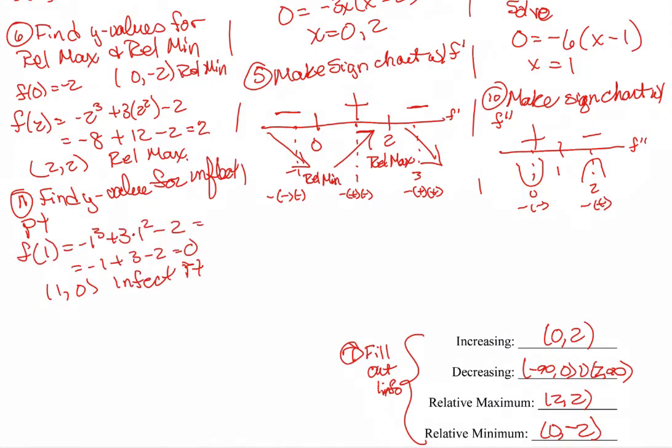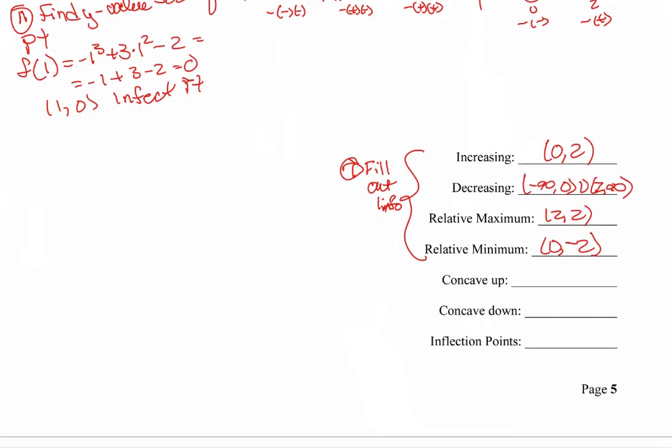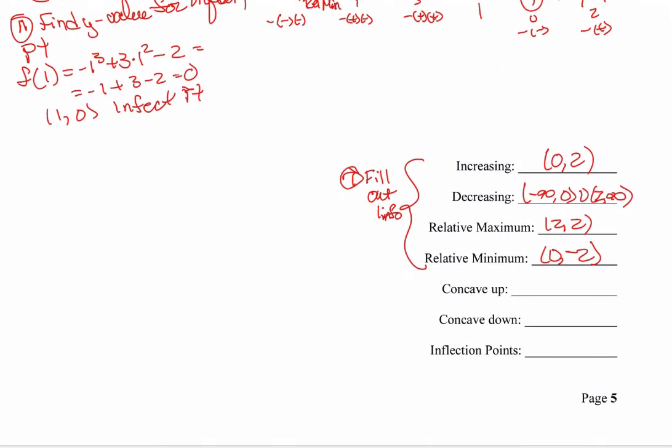Okay, so step 12 is to fill out the table. So I'm concave up from negative infinity to 1, and I'm concave down from 1 to infinity, and my inflection point is (1, 0). And step 13 is to graph.